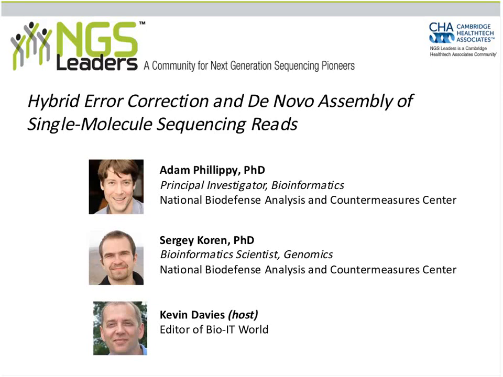Adam's colleague Sergey Koren is a bioinformatics scientist in the genomics group at NBACC. Sergey was previously at JCVI, the J. Craig Venter Institute as well, and recently received his PhD in computer science from the University of Maryland. His work focuses on genome assembly, metagenomics, and applications of high-performance computing to bioinformatics, and he is also a primary contributor to the Celera Assembler, AMOS, and MetAMOS projects.